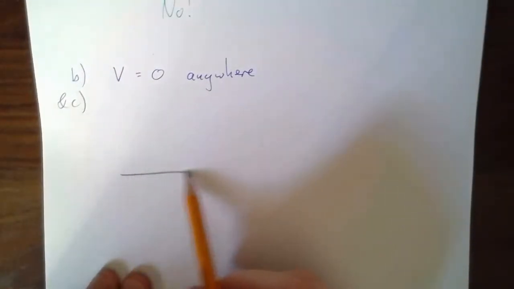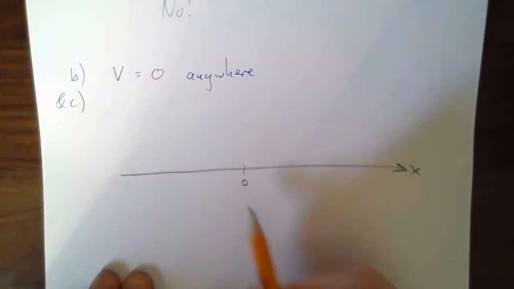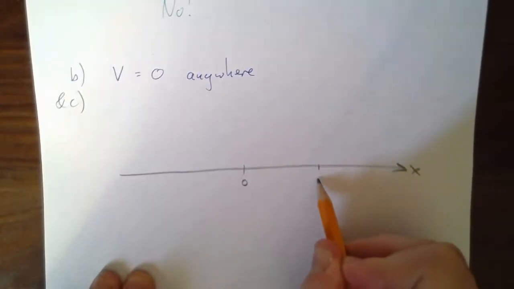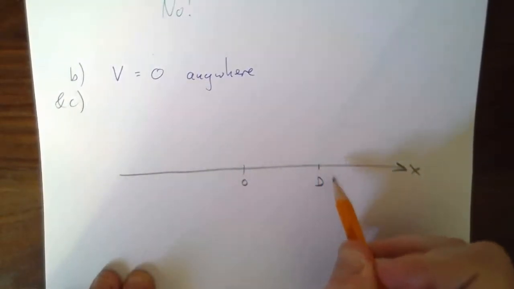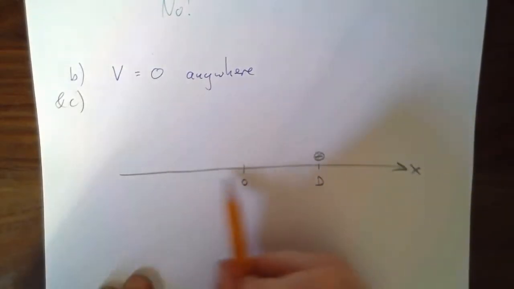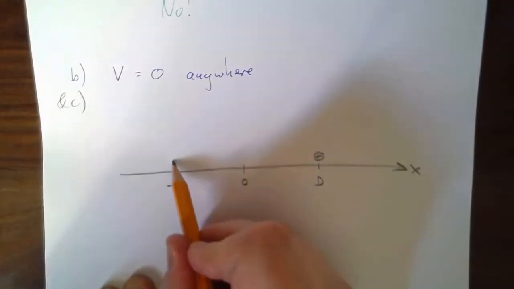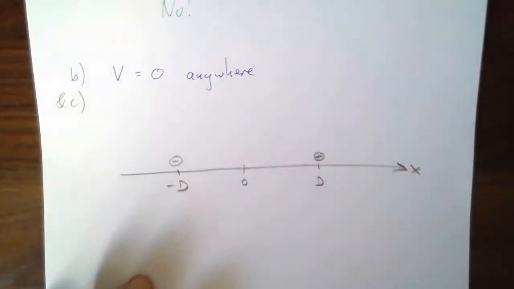So I'm going to draw the x-axis here, and there's 0 here. There's my point d here. This is where the plus charge lives. Let's put it there. And there's the x equals minus d over here. This is where the negative charge lives.